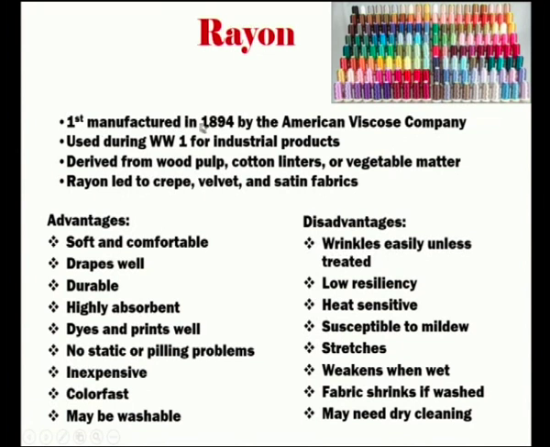So, another class of artificial or man-made fiber is rayon. It was first manufactured in 1894 by the American Viscose Company, used during World War I for industrial products, and derived from wood pulp, cotton linters or vegetable matter.